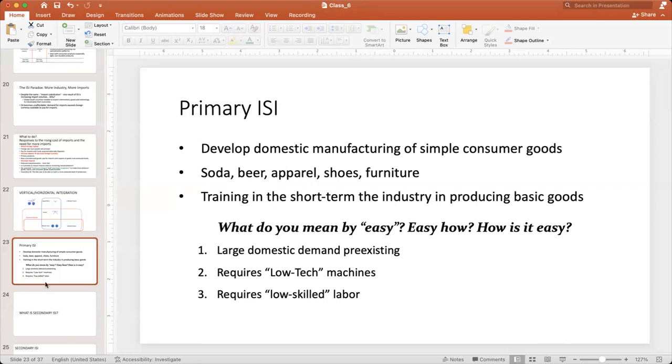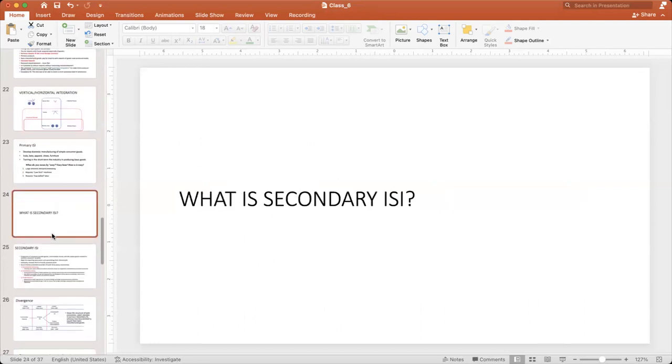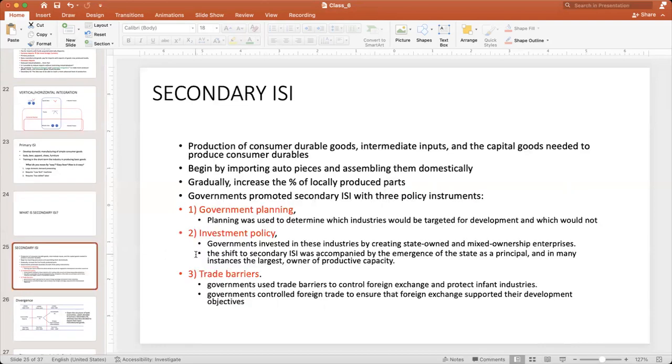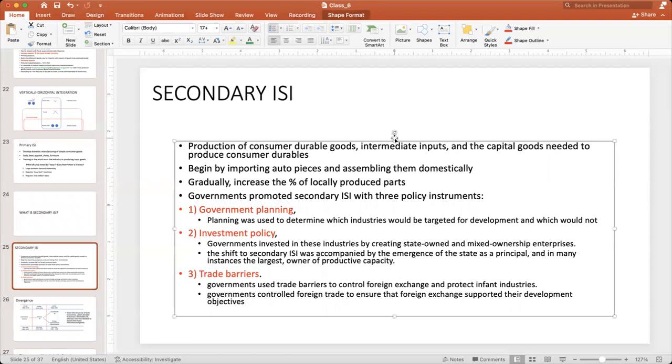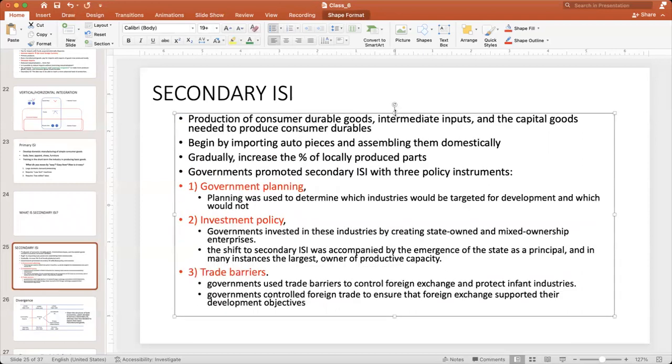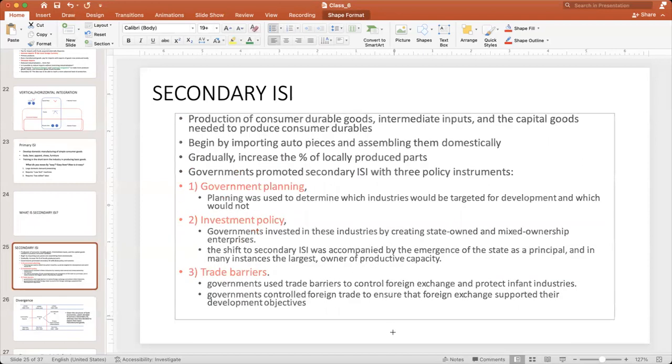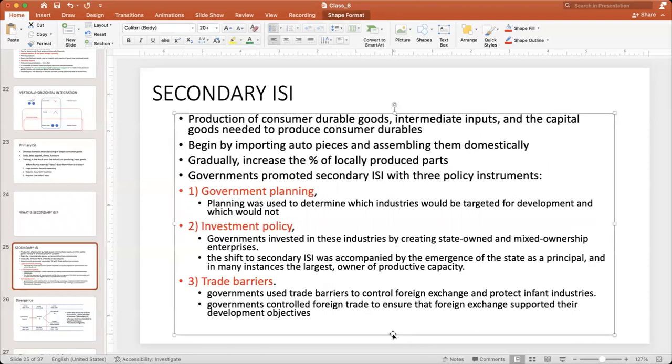This is the primary ISI. Or there is something that is called secondary ISI. We already explained it a little bit, but secondary ISI is when there is production of consumer durable goods, intermediate inputs, and the capital goods needed to produce consumer durables. So you are at this moment with the capacity, the investment, and the human capital to produce products with higher levels of technology.